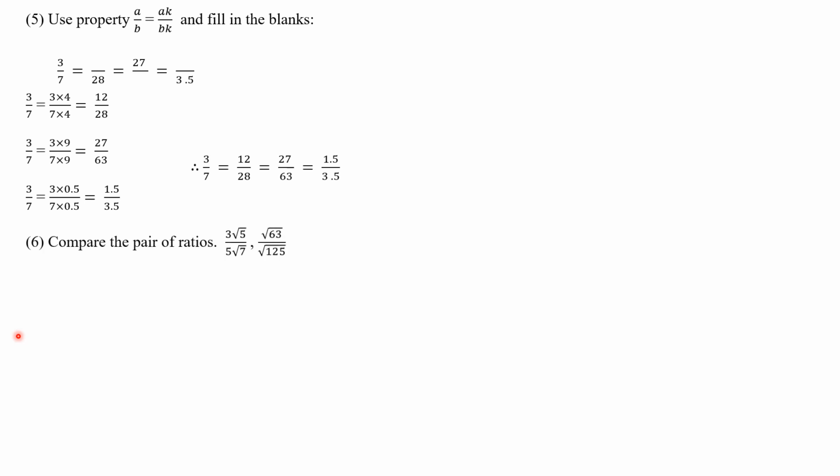Compare the ratios. You have to compare. So you can do by cross multiplying and you can solve this sum. Okay. But here I'll simplify and do. So here 3 root 5 upon 5 root 7 is there. It is already in simple form. The numbers in the roots are already simplified. So I'll simplify first root 63 and root 125.